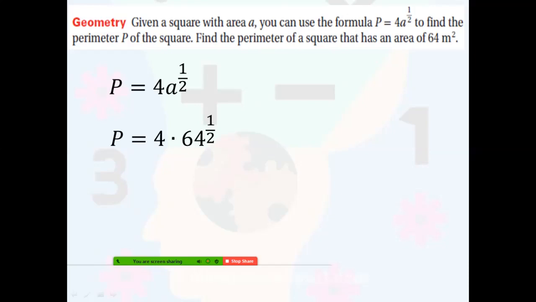Now you might think you have to multiply this first, 4 multiplied by 64. No, don't do that, because math always follows the order of operations. According to the order of operations, the exponents should be solved first. So to solve the exponent, we have to find the root of 64.